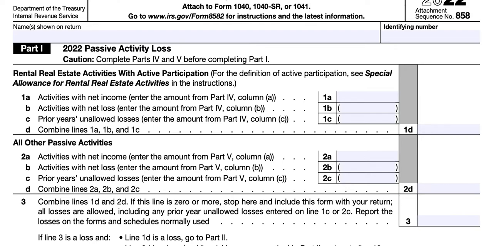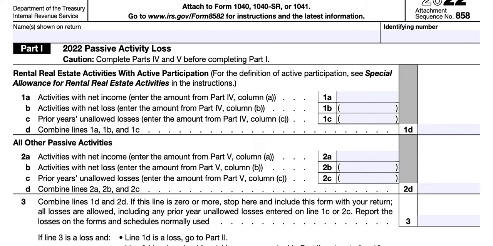IRS Form 8582 is filed by individuals, estates, and trusts who have passive activity deductions to include prior year unallowed losses. However, there are exceptions where the taxpayer may not have to file Form 8582. These exceptions include rental real estate activities with active participation, which are the taxpayer's only passive activities. The taxpayer has no prior year unallowed losses from these or any other passive activities. Your total loss from the rental real estate activities was not more than $25,000 or $12,500 if married filing a separate return.